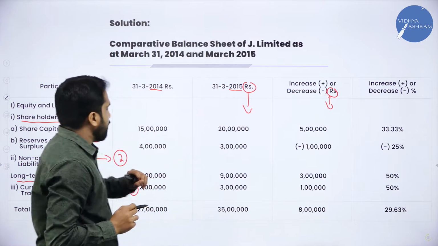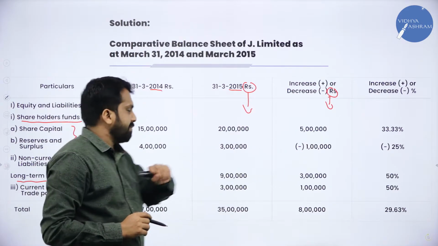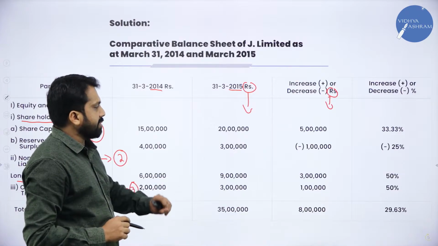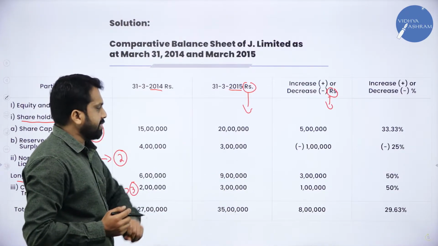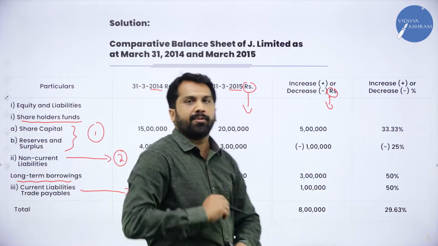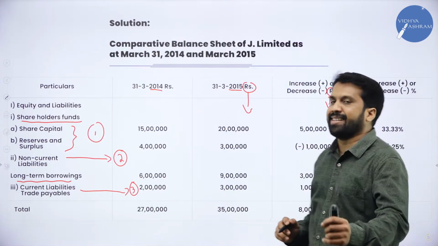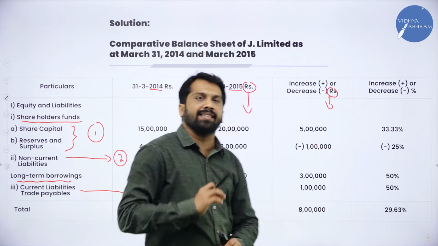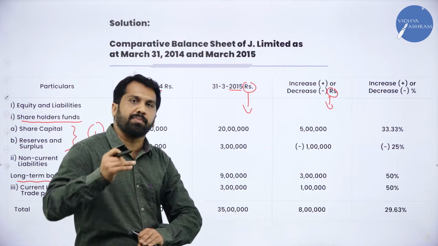5 lakh. 4 lakh minus 3 lakh, your answer is 1 lakh. 6 lakh minus 9 lakh, your answer is 3. 2 lakh minus 3 lakh, your answer is 1 lakh. So, you got your final answer, increase or decrease. As I told you, whatever rupee you got, we have to convert to percentage.